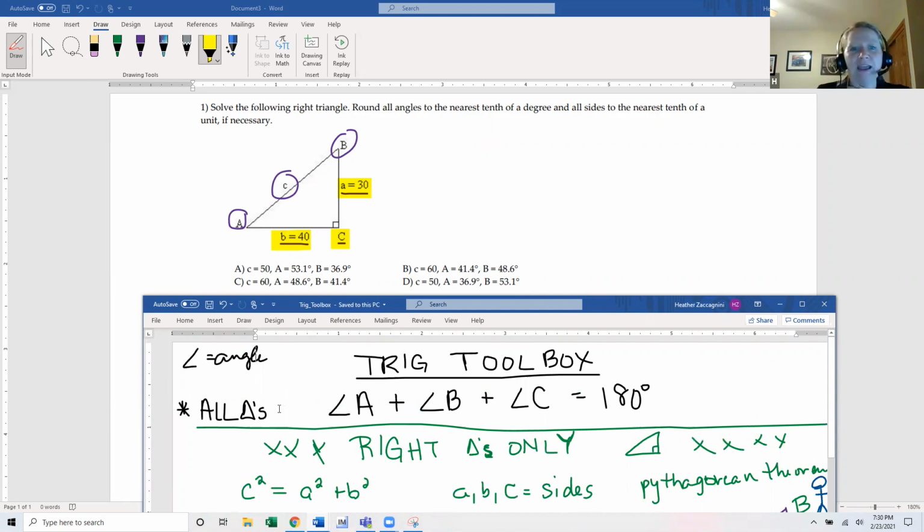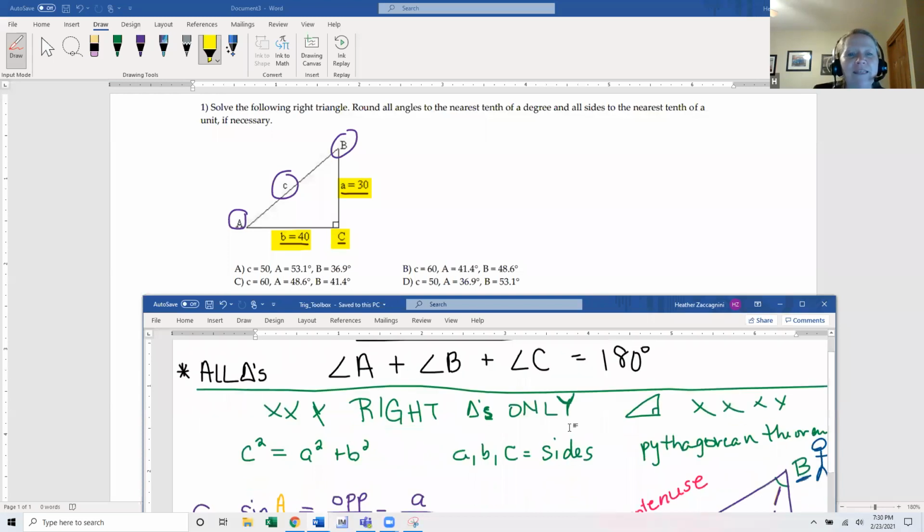Okay. So the first rule we have here, that angle A plus angle B plus angle C equals 180 degrees. Is that going to help us here? We need two angles to find the third angle. Do we have that? No, we only know one angle. We only know C. So this rule is not going to help us this time. Doesn't mean it never helps us, just this particular triangle, we can't use it yet. Might be able to use it in a little bit.